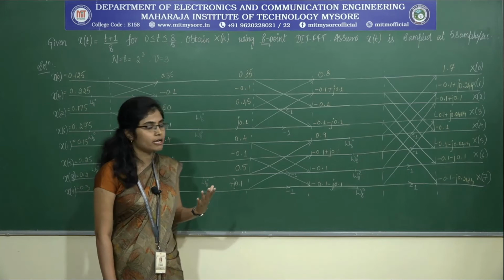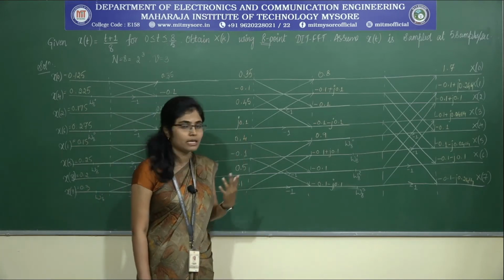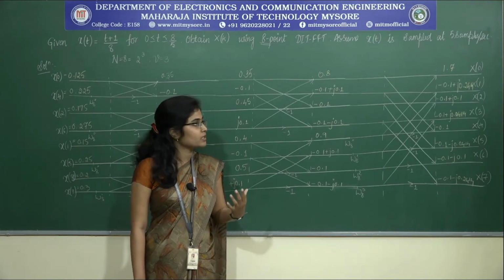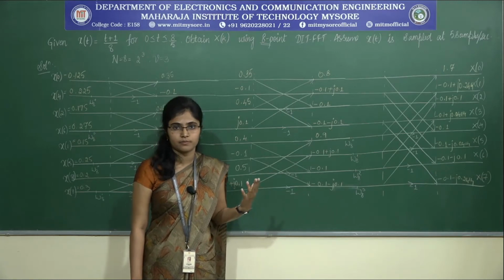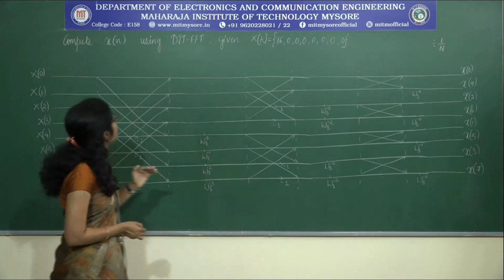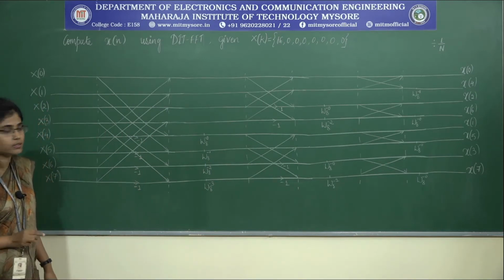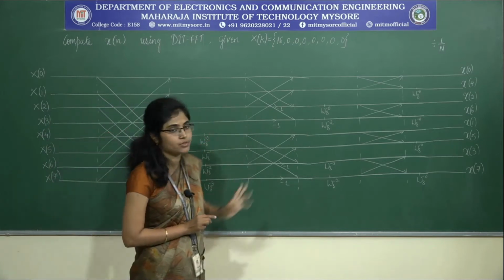This is how we can find out the DFT for any given sequence or a function with the help of DIT-FFT algorithm. Now, let us see a problem how to find out IDFT using DIT-FFT algorithm. The question is to compute x of n using DIT-FFT algorithm given x of k which is equal to 16 followed by 7 zeros.